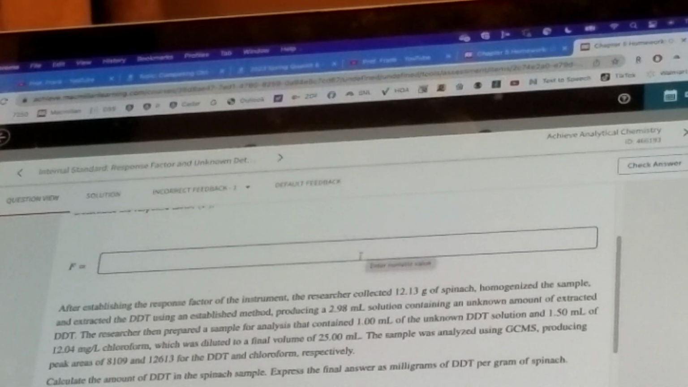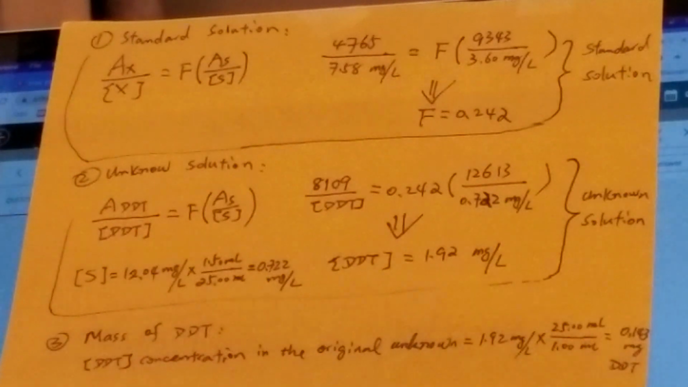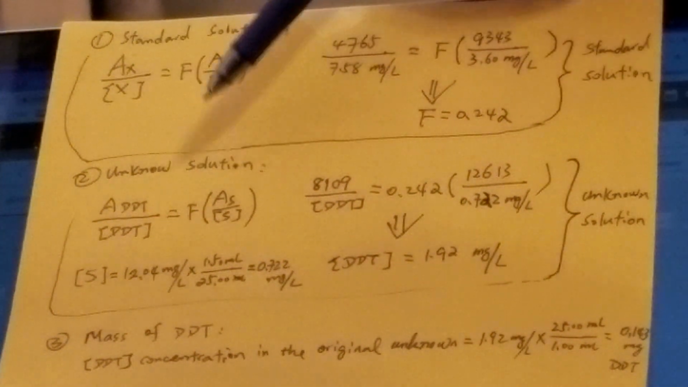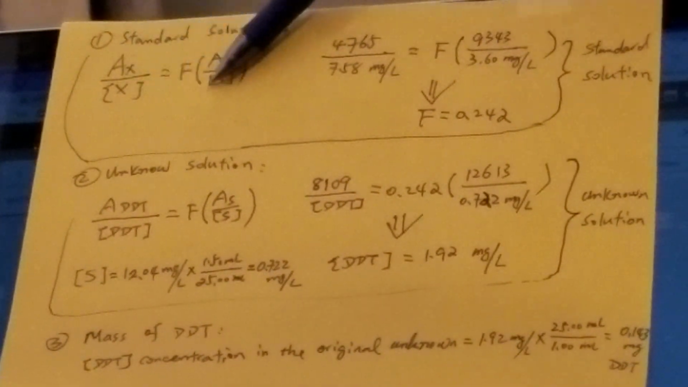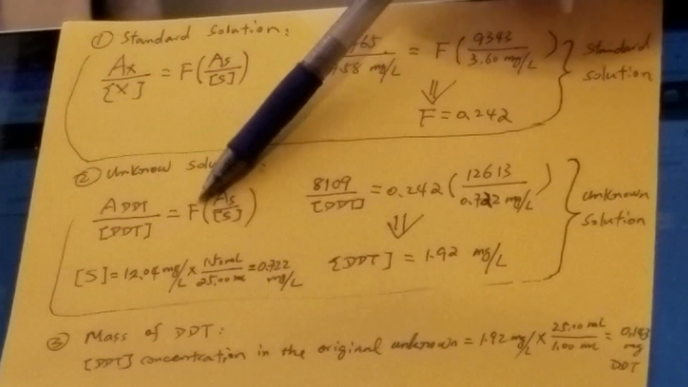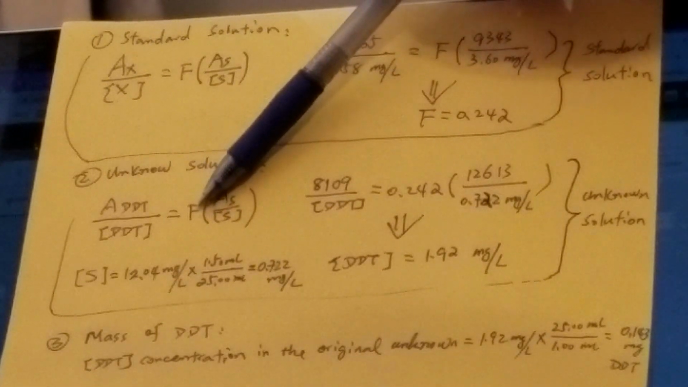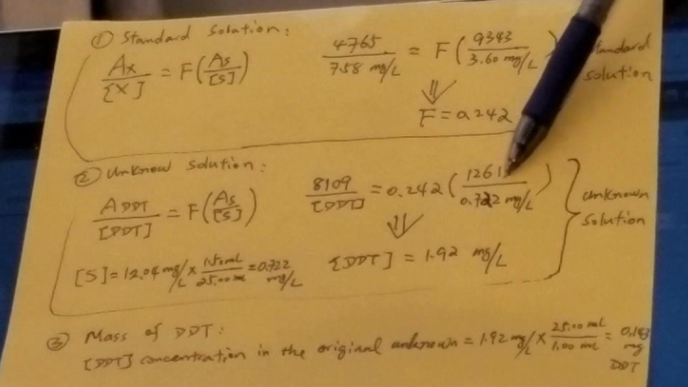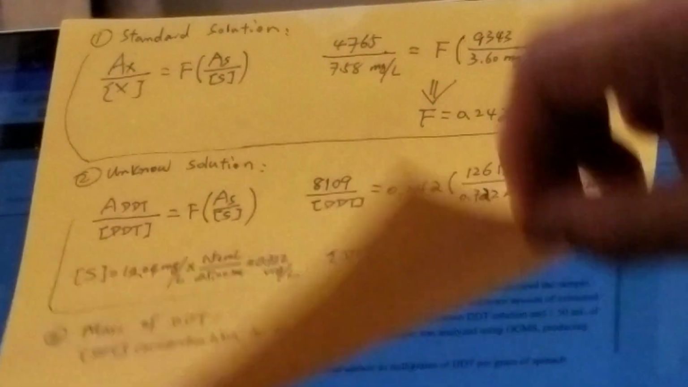Anyway, then we are going to use that information to solve for the concentration of DDT in the unknown solution, okay? In the unknown solution, we still use the same key equation, but now we already know F. And we still know the signals; those signals are given in the second part of the question.